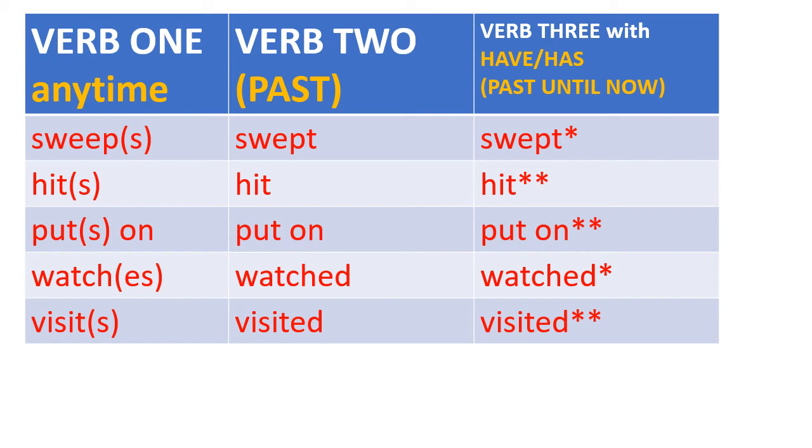So for example, if you say, how long have you lived in Vietnam? You're talking about from the past, all that time, until now. So I have lived in Vietnam for 2 years, from the past, when I started, until now.